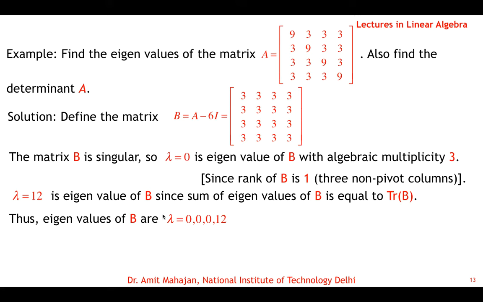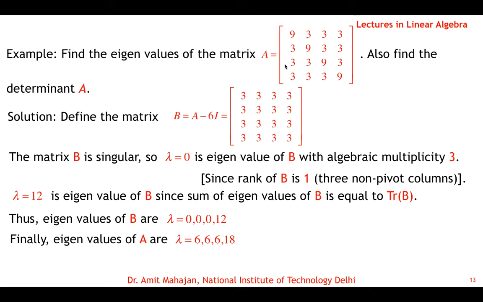Once you know the eigenvalues of B, you can calculate the eigenvalues of A by taking 6I to the other side. A is B plus 6I, so the eigenvalues of A will be lambda plus 6. So immediately you have the eigenvalues of A as 0 plus 6, 0 plus 6, 0 plus 6, 12 plus 6. So 6, 6, 6 and 18. So these are the eigenvalues of the original matrix A.